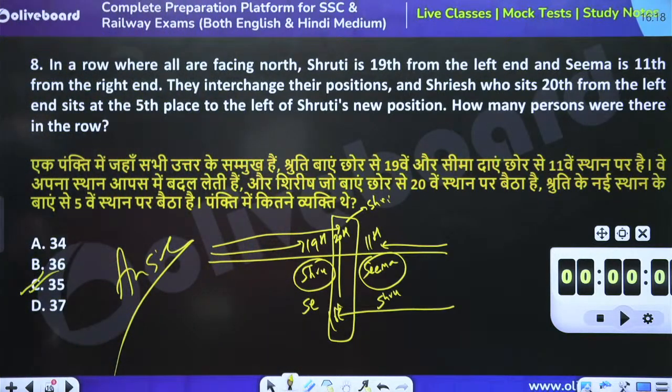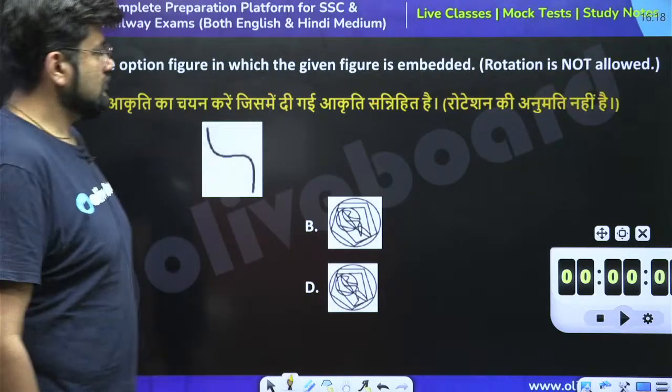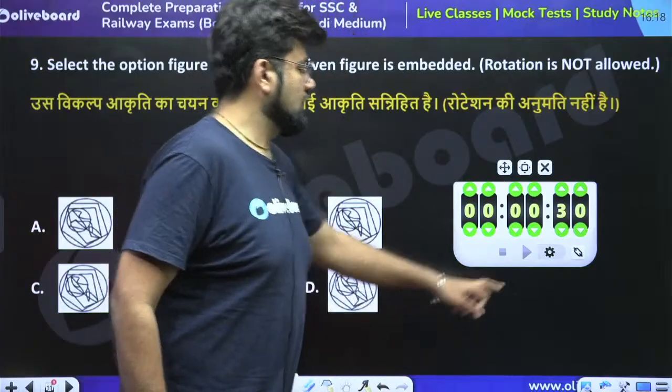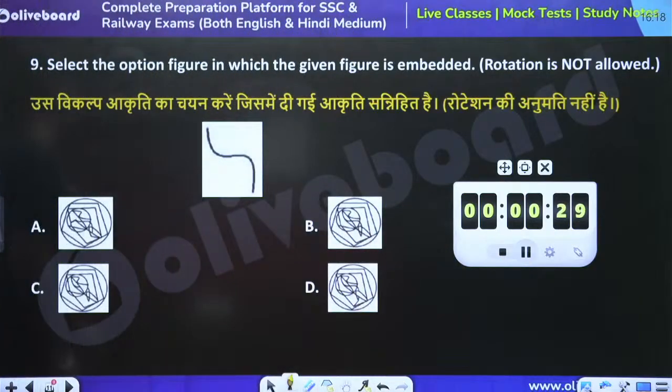Cool? Correct. Very good. Excellent, Avijit. Good job. Next, embedded figures. Rotation is not allowed. Typical SSC question. These are all previous year SSC CGL questions. Yes, very good.